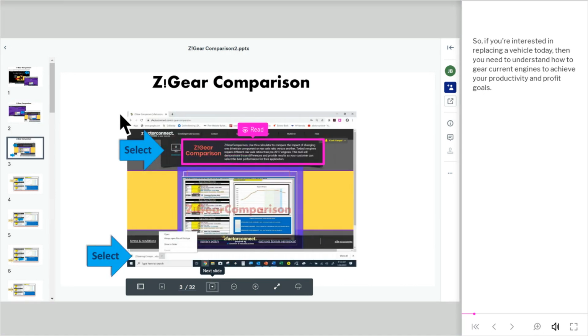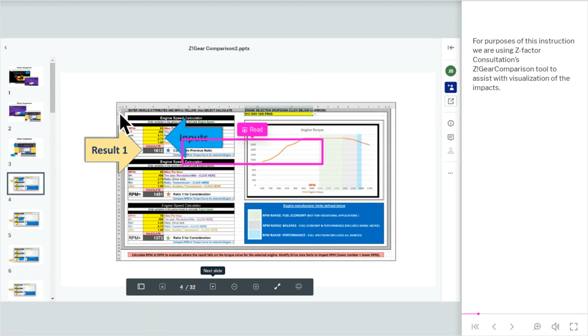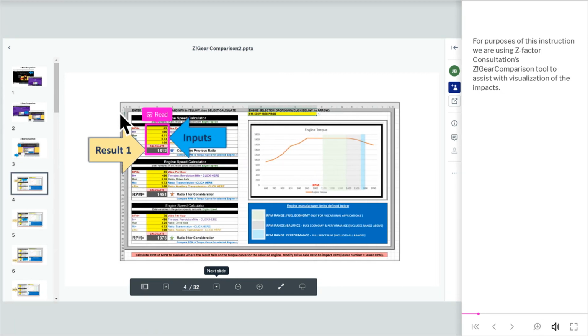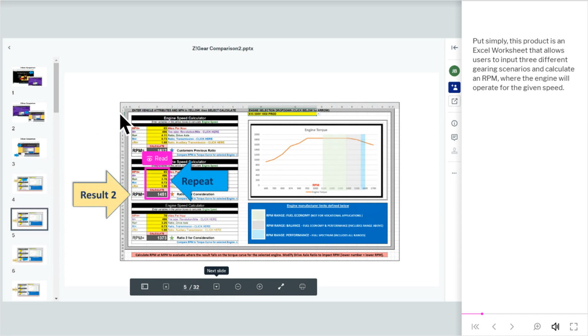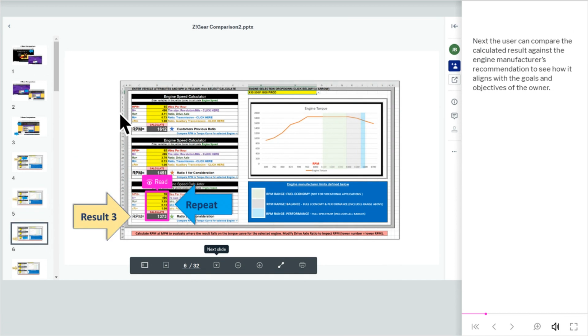So, if you're interested in replacing a vehicle today, then you need to understand how to gear current engines to achieve your productivity and profit goals. For purposes of this instruction we are using Z-Factor Consultation's Z Gear Comparison tool to assist with visualization of the impacts. Put simply, this product is an Excel worksheet that allows users to input 3 different gearing scenarios and calculate an RPM, where the engine will operate for the given speed. Next the user can compare the calculated result against the engine manufacturer's recommendation to see how it aligns with the goals and objectives of the owner.